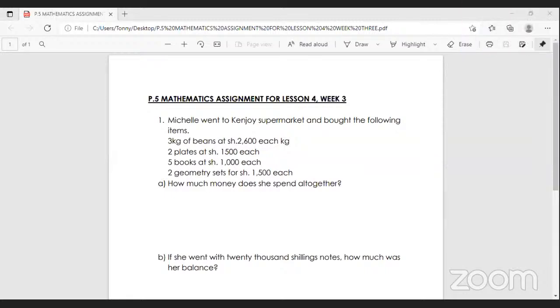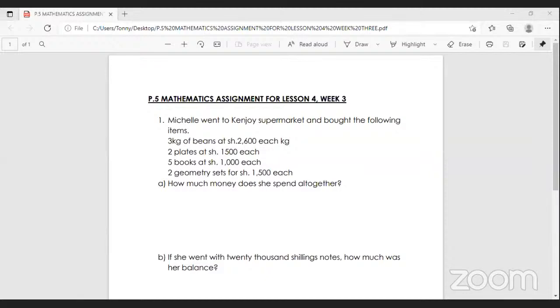Michelle went to Kenjoy supermarket and bought the following items: 3 kilograms of beans at 2,600 shillings each kilogram, 2 plates at 1,500 shillings each, 5 books at 1,000 shillings each, 2 geometry sets for 1,500 shillings each. How much money does she spend altogether?